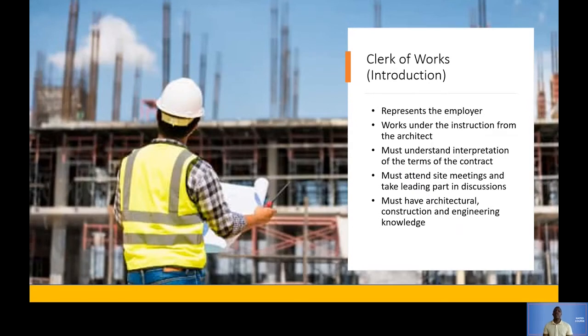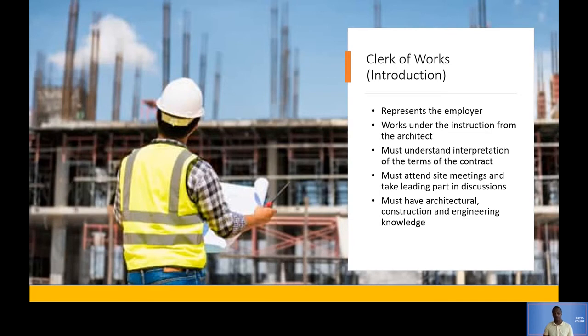Okay, and then there's someone that's called a clerk of works. Now, a clerk of works is the one who represents the employer. He works for the employer or the client. Okay, he doesn't work for the contractor. So just like the architect works for the employer, so does the clerk of works. What does the clerk of works do on the construction site? He works under the instructions from the architect.